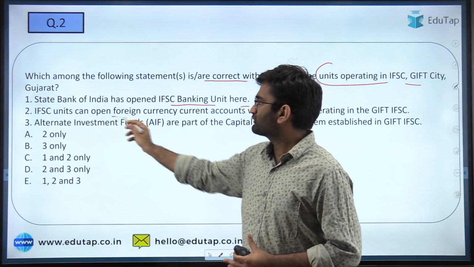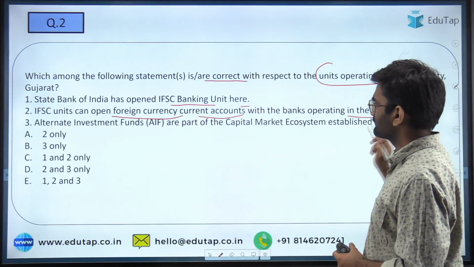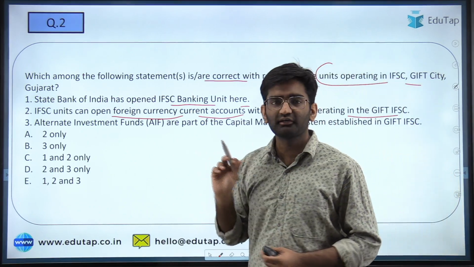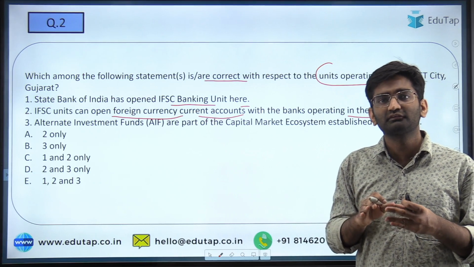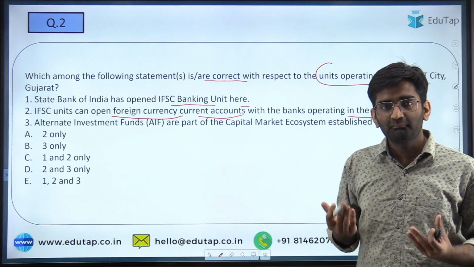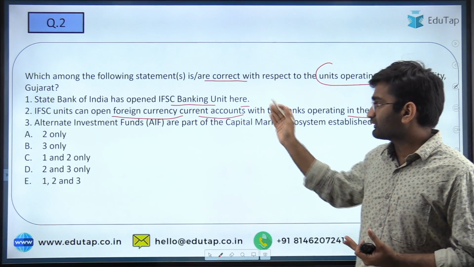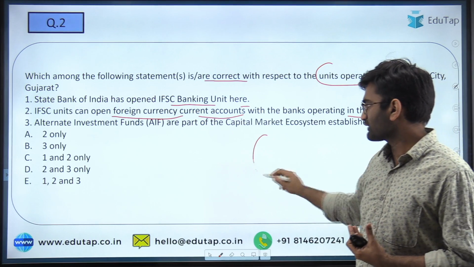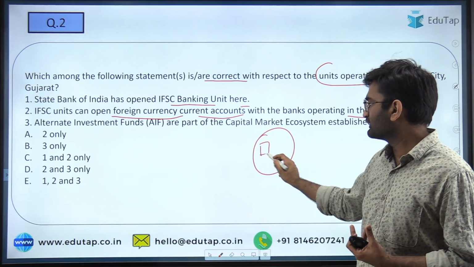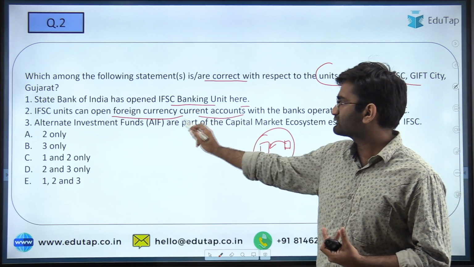IFSC units can open foreign currency current accounts with the banks operating in the Gift IFSC. So the various units that are established within IFSC, which may not be banks, can open their foreign currency current account in the banking units that are present within IFSC. Yes, within IFSC, whatever banking units are there, other units can definitely open their foreign currency current account in them.